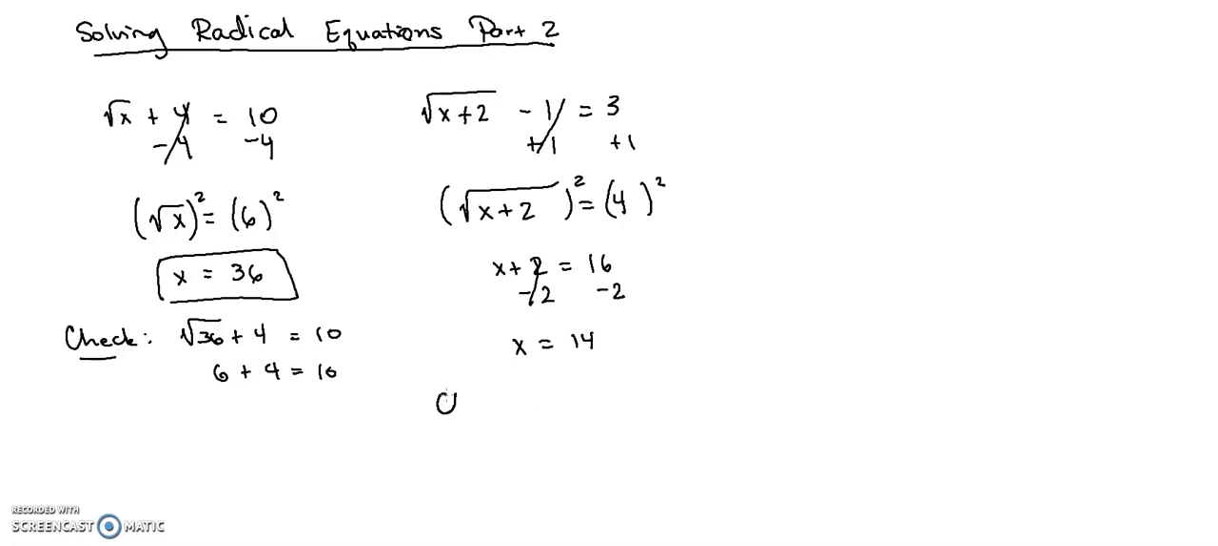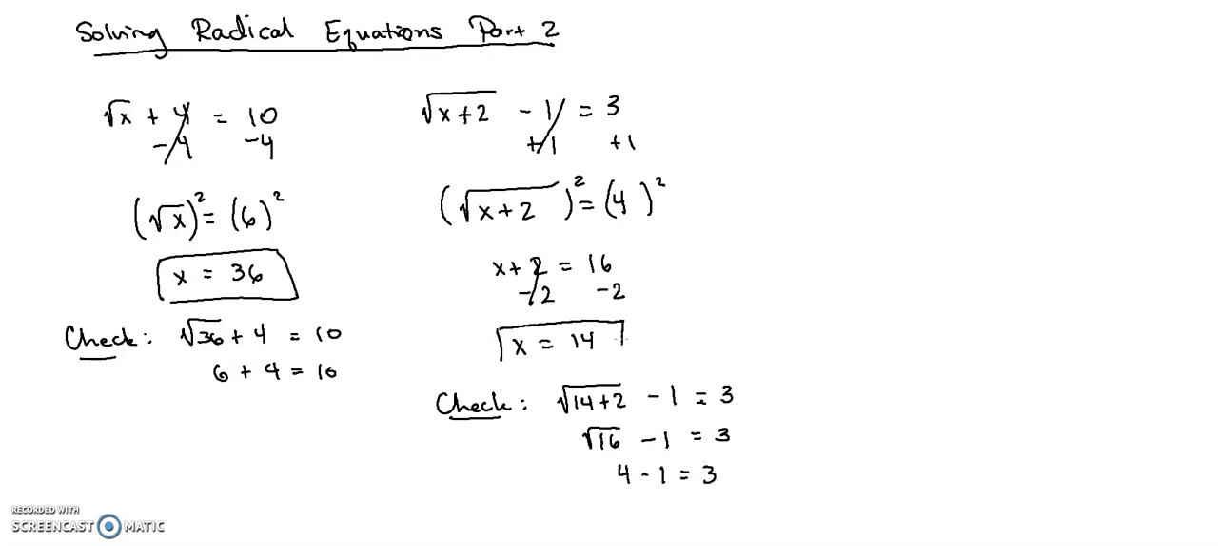Let's go ahead and check that. We check it back in the original equation. 14 plus 2 under the square root, minus 1 equals 3. So this is square root of 16 minus 1 equals 3. And 4 minus 1 equals 3 is indeed true. So we can go ahead and keep that answer. Okay, so that's the basic idea. Get the square root by itself. Let's try one more of this variety.